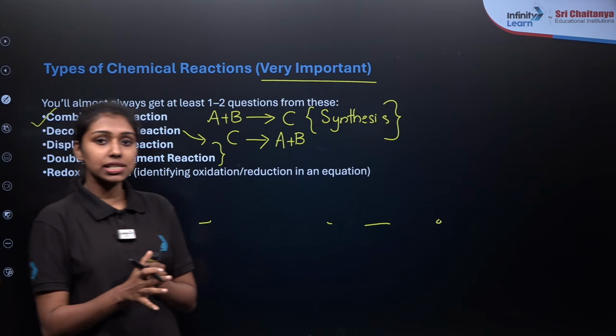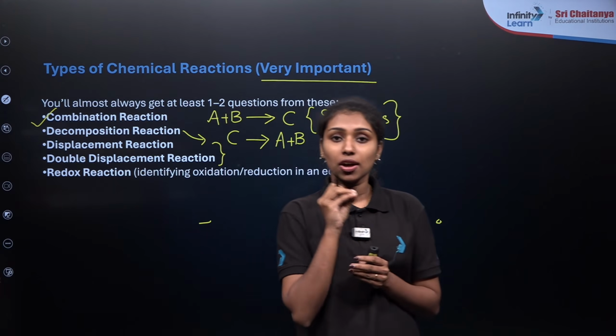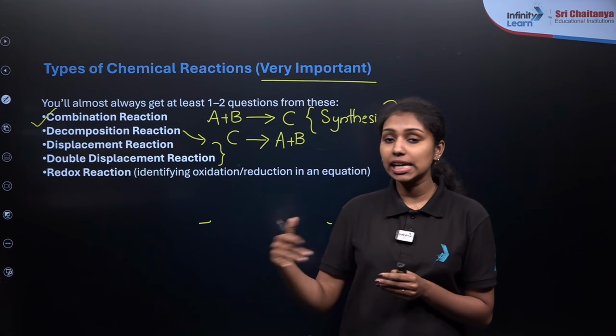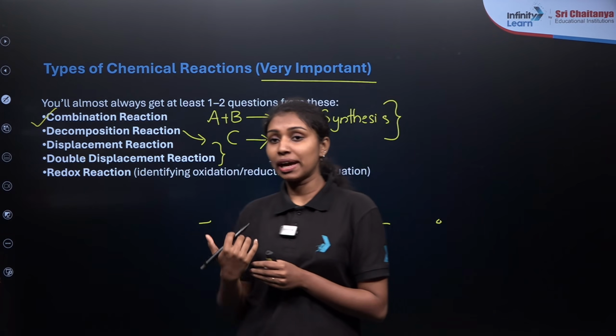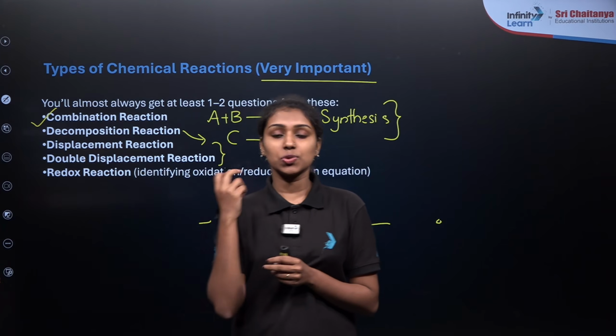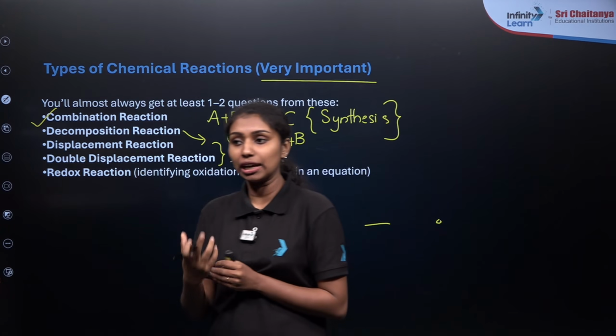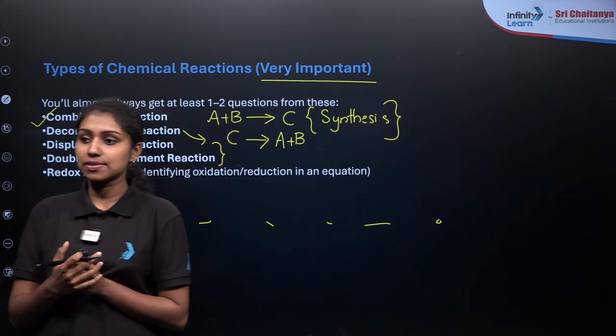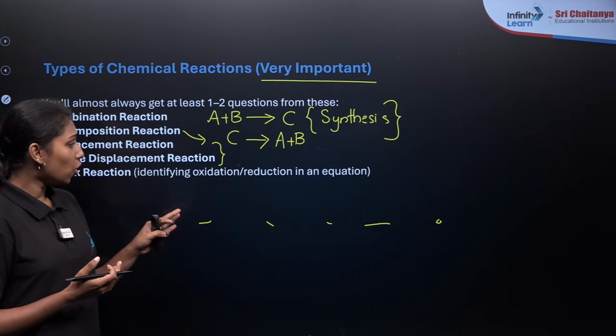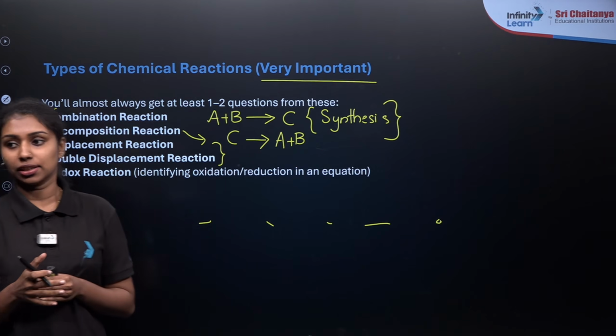In the case of redox reaction, there will be two types of reaction happening. First one is the oxidation, and second one is the reduction reaction, right? So first we need to identify which one is the oxidation reaction, which one is the reduction reaction. Based on that, we need to identify the oxidizing agent as well as the reducing agent. Clear?